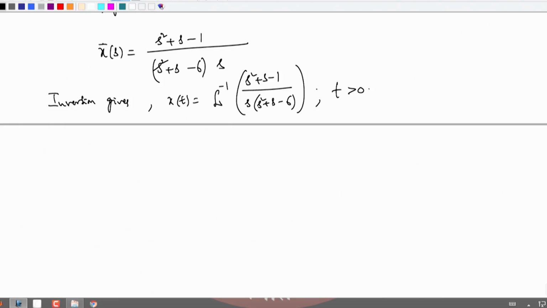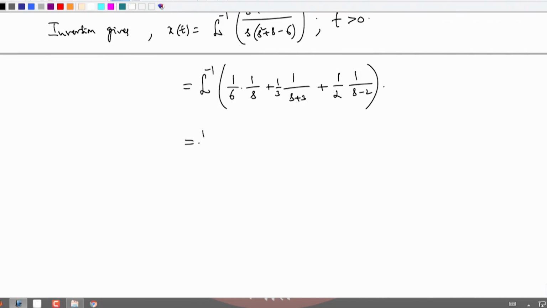You can use the partial fractions method. I write the partial fractions as 1 by 6 times 1 by s, plus b by s plus 3, plus c by s minus 2. You have the factors s plus 3 and s minus 2. If you do the partial fractions, the b will give 1 by 3 times 1 by s plus 3, and c is 1 by 2 times 1 by s minus 2. This is what you will get.